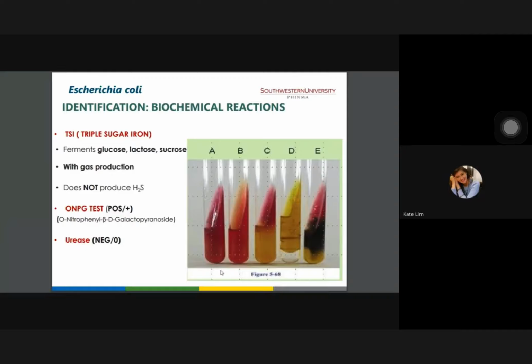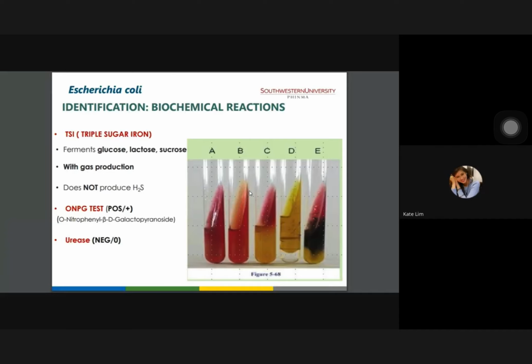So let's try to write the results of the remaining letters. In A, we could see that it is red over red, no change of color. That would only mean that no carbohydrates are fermented. How do you write the result? This should be K over K. If you're asked for the interpretation: no carbohydrates are fermented, or glucose, lactose, and sucrose are not fermented. K over K, red, no change in color.